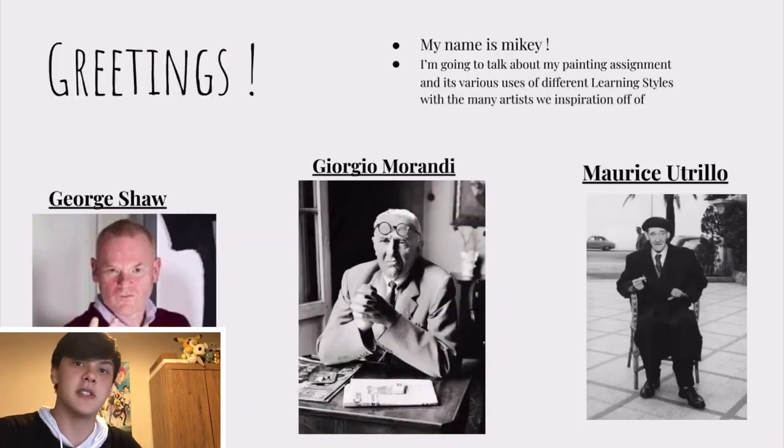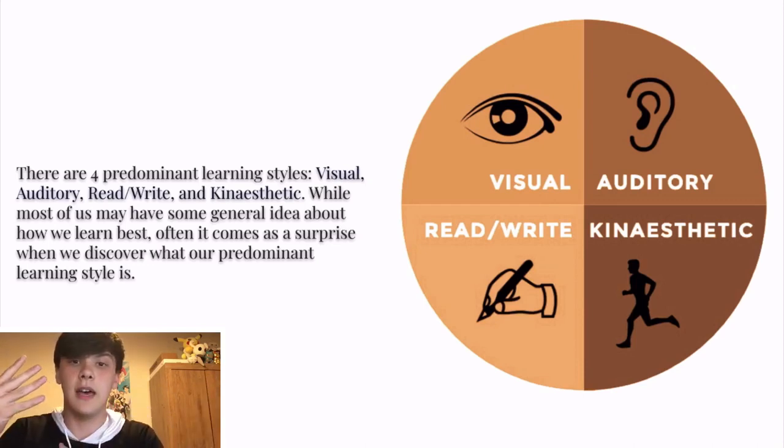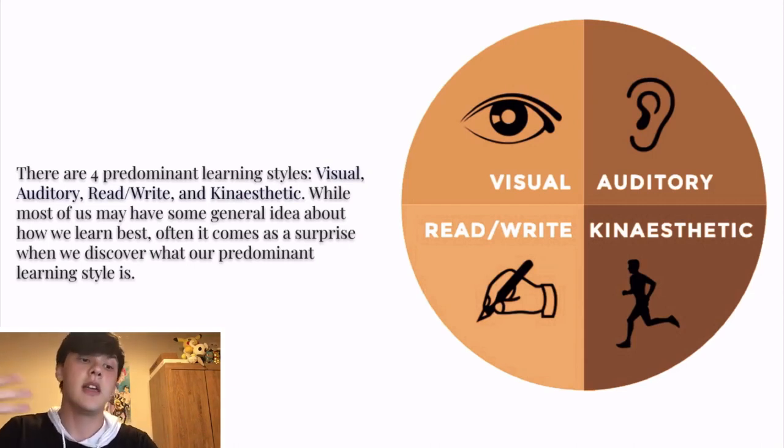Over the course of this painting week, I learned different learning styles and different artists that cooperate with their learning styles. These artists would be George Shaw, Giorgio Morandi, and Maurice Utrillo. Different art students I've seen have worked with different learning styles, and the four main learning styles that I learned were visual, auditory, writing and reading, and kinesthetic, which is practical work.